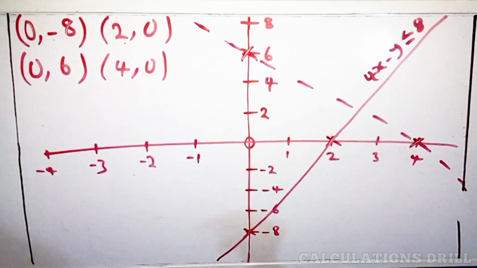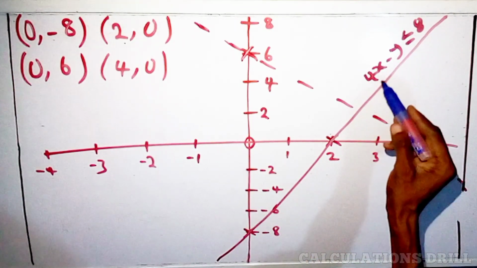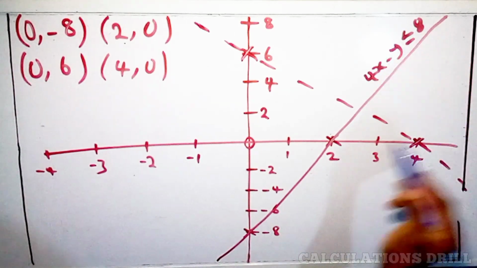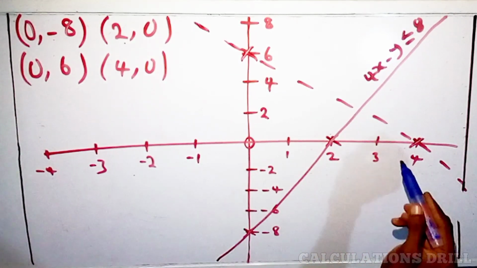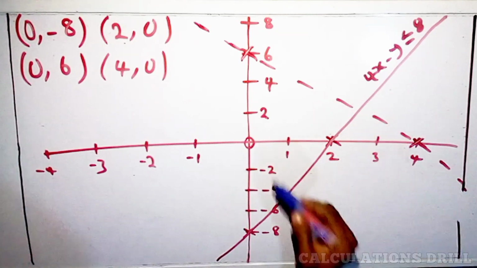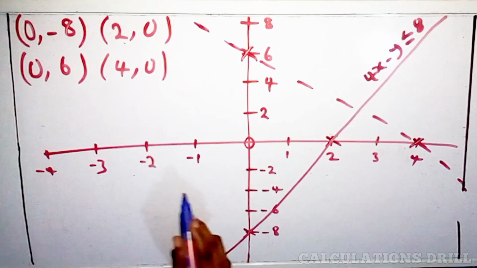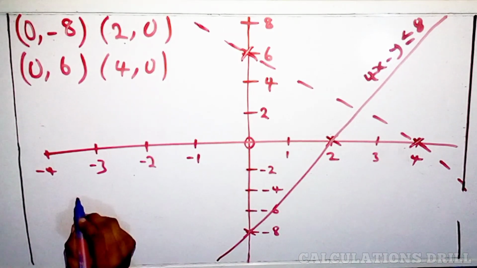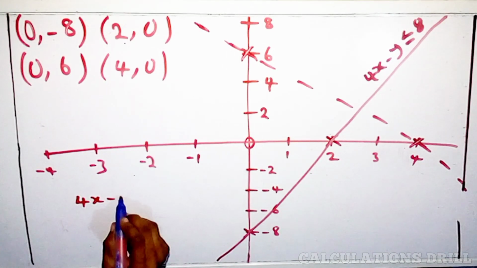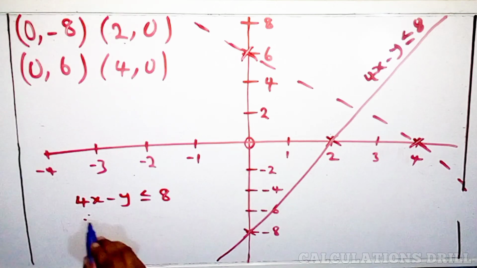Having done that, the next thing we need to consider is the area to shade, which students find difficult. That is the first equation. Then we have the second equation. So we're going to do our shading, and the next thing we're going to do in order to do that is to use our zero test.